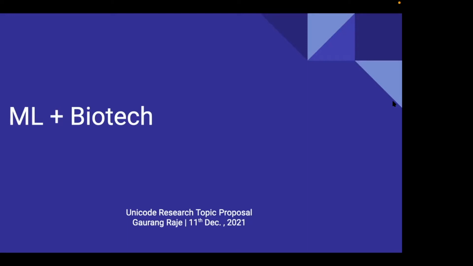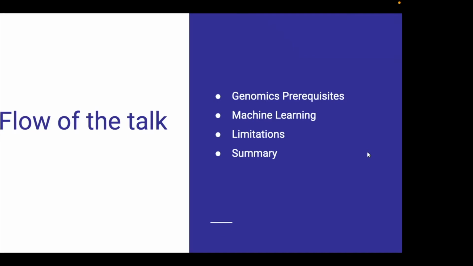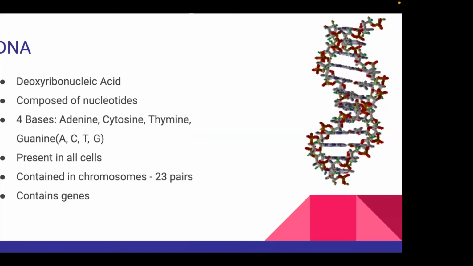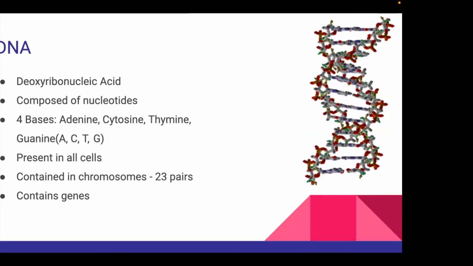It was cool. Then the flow of our talk will be going through the genomics prerequisites, then the machine learning, going through the limitations, as well as what my ideas are, where I'm going with this presentation basically, and then the summary. So with the genomics prerequisites, first we have DNA, of course, when we talk about genomics.